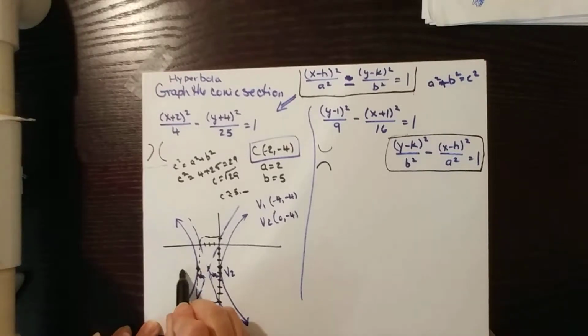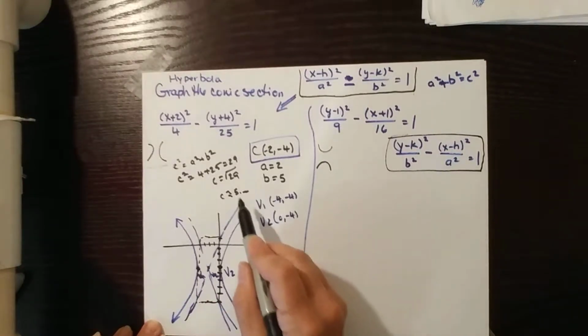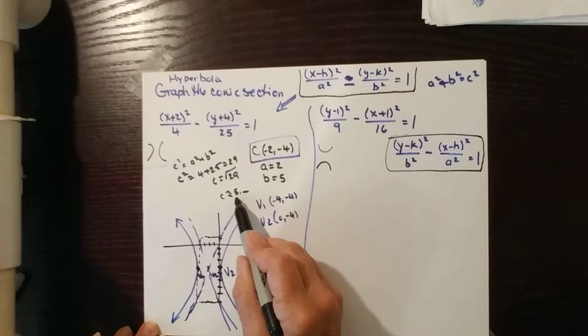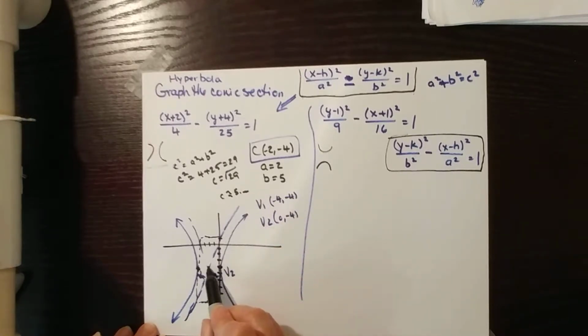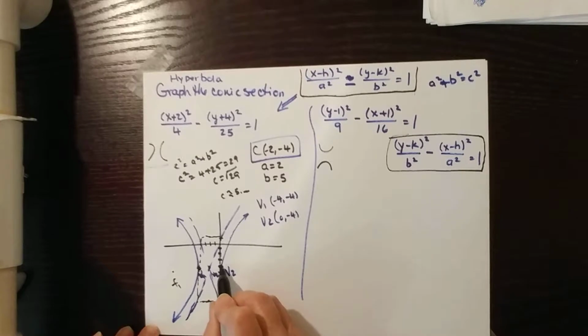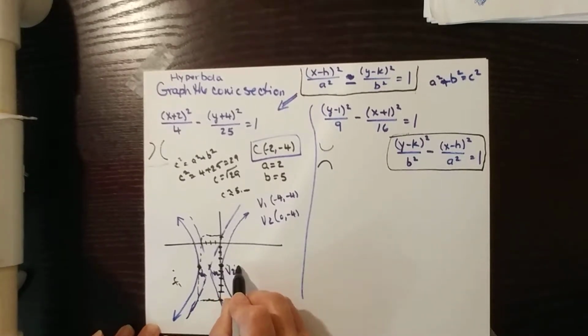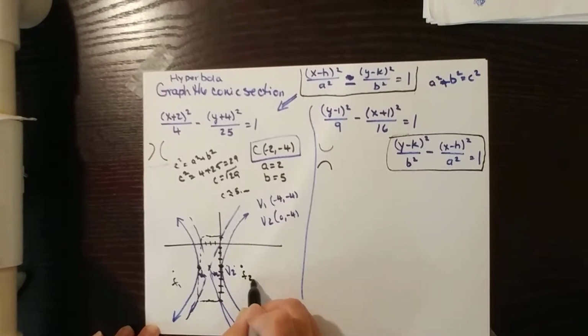So they're going to be here and here. I'm going to move 5 units from the center, left and right. So if I'm right here, I'm going to go left 1, 2, 3, 4, 5. There's my F1. I'm going to move 5 from the center, 1, 2, 3, 4, 5, about here for F2.